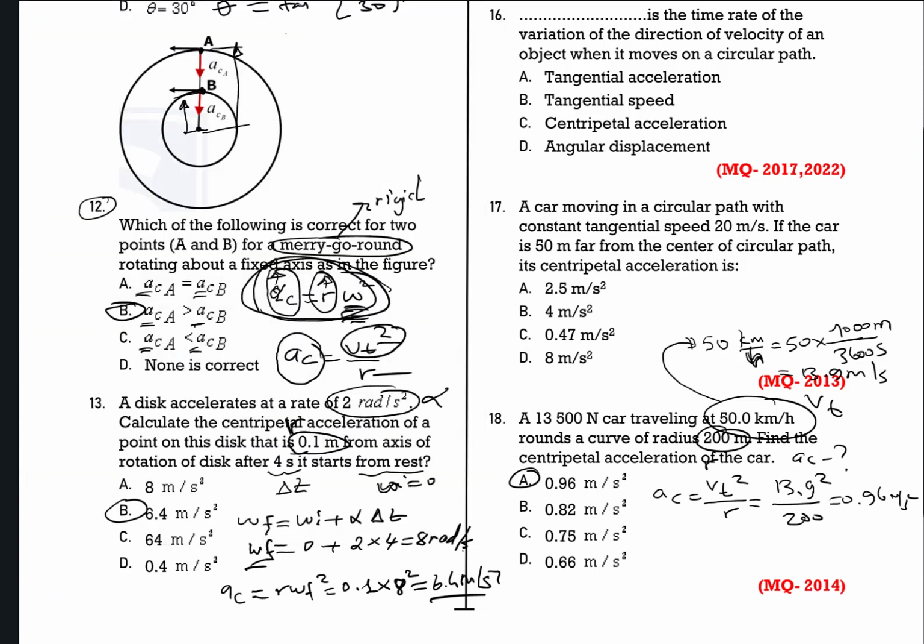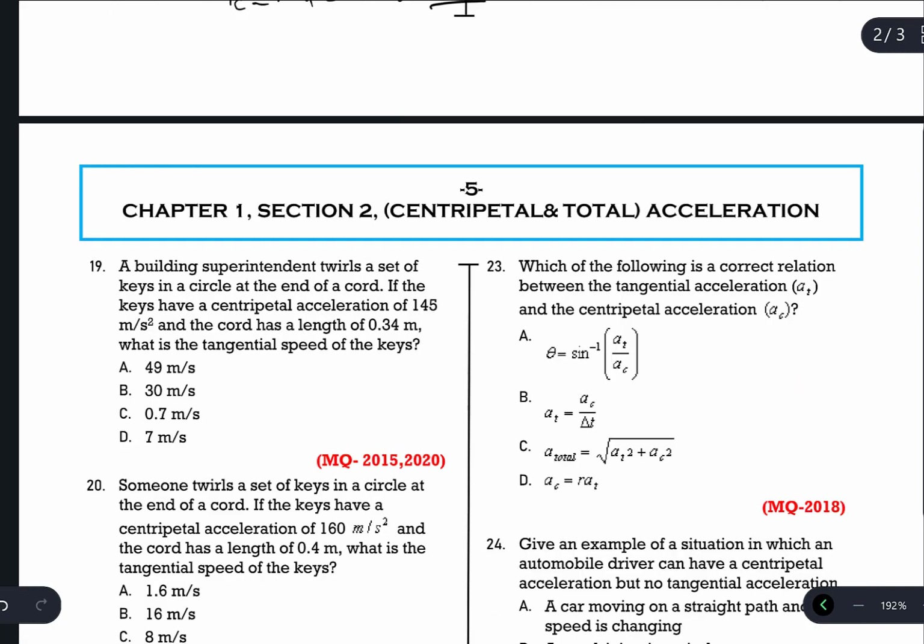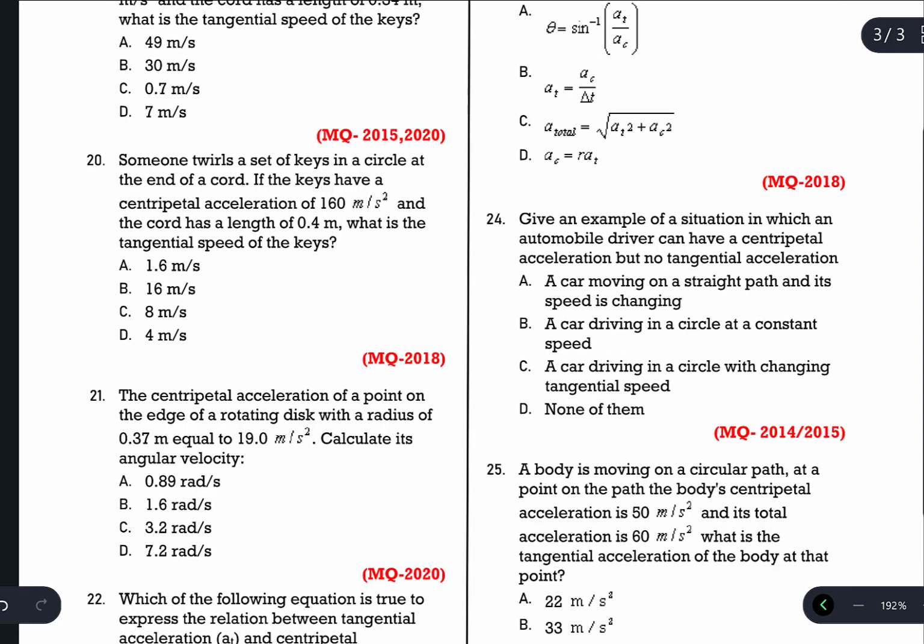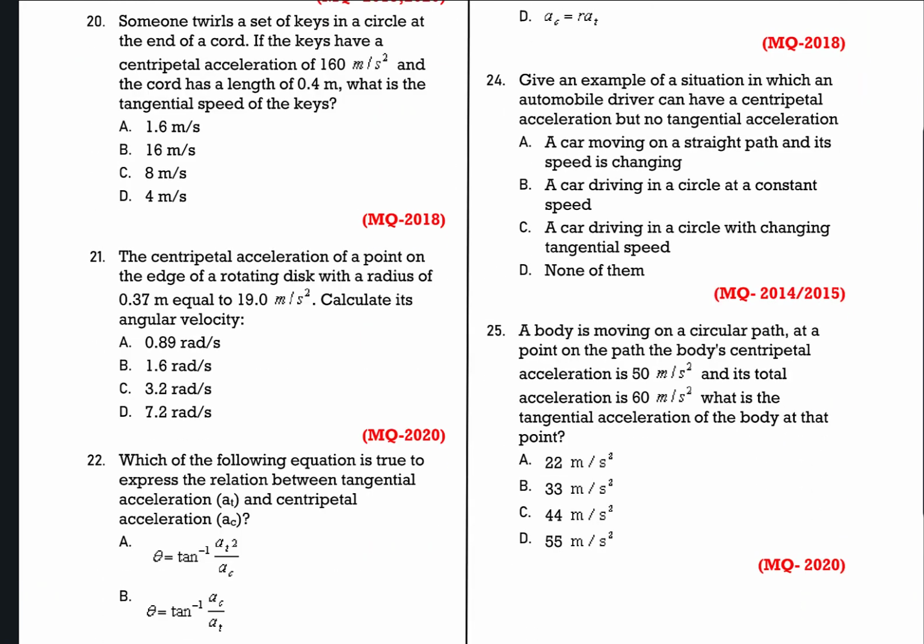And last question is 25. Question number 25 is a mystery question, just about total acceleration again. A body is moving on a circular path. At a point on the path, the body's centripetal acceleration, AC, and its total acceleration, A total, are given in this question. Given these, what is the tangential acceleration? AT is the question.